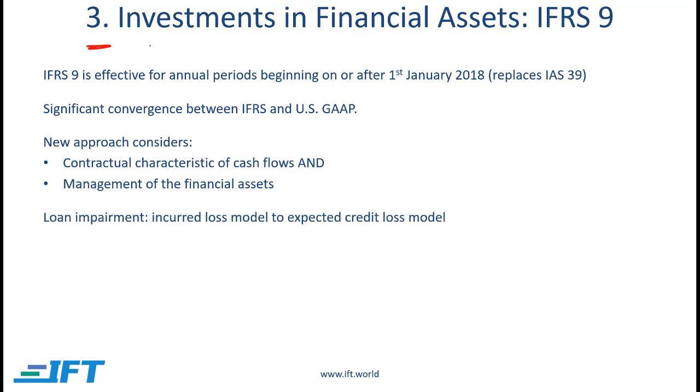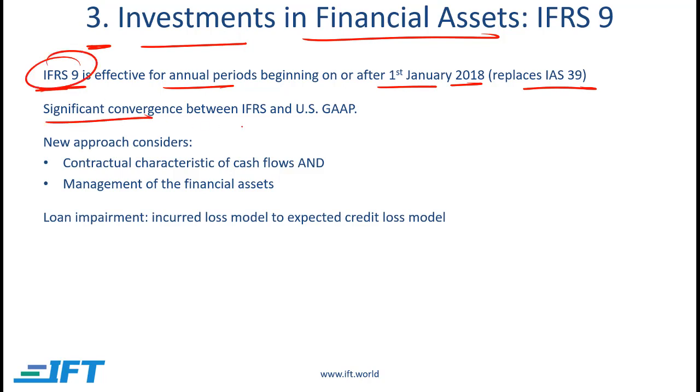Moving now to section 3, investments in financial assets. Under IFRS, the accounting standard which deals with investments in financial assets is IFRS 9. This is effective for annual periods beginning on or after 1st January 2018, and this replaces an old standard. The old standard is IAS 39. With IFRS 9, there is a significant convergence between IFRS and US GAAP. For our purposes, the treatment of financial assets is essentially the same under IFRS and US GAAP.